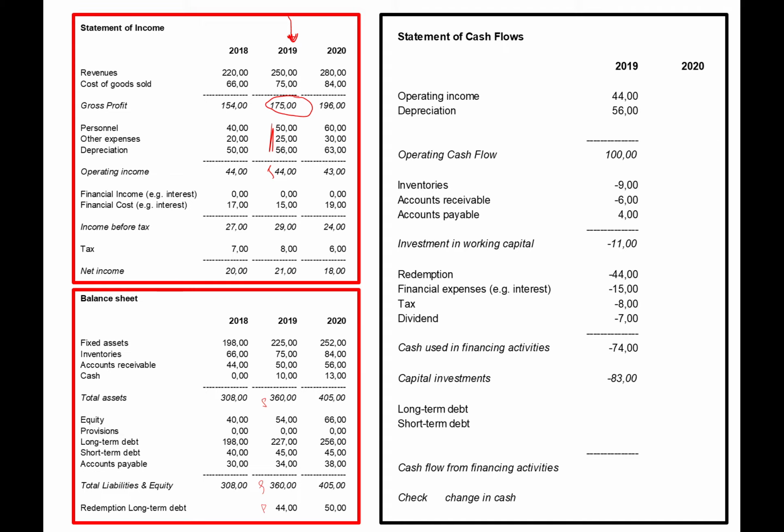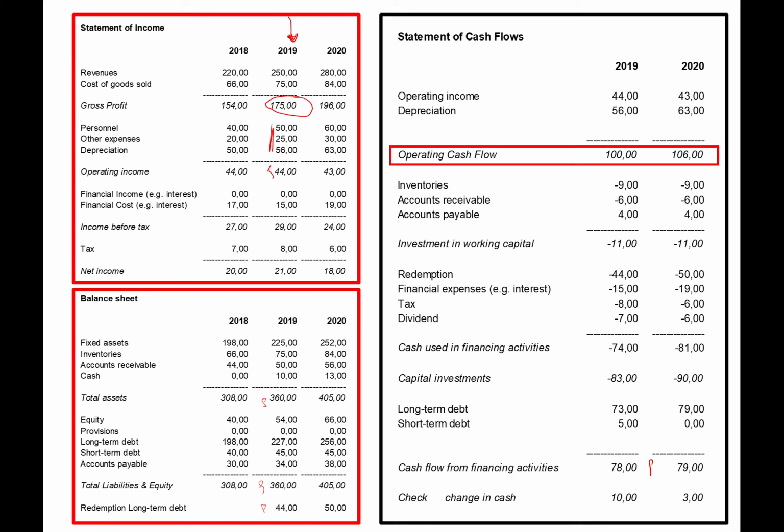So it works a little bit the same as with depreciation. The total amount you borrowed is the difference plus the redemption. So the total amount you borrowed during the year was 73, and short-term debt increased by 5. So the total amount raised is 78. Now the sum of all these items we calculated.